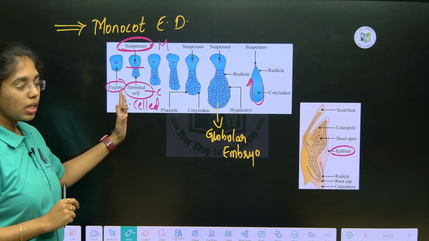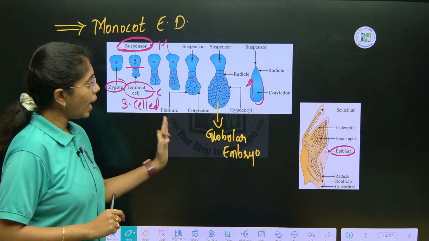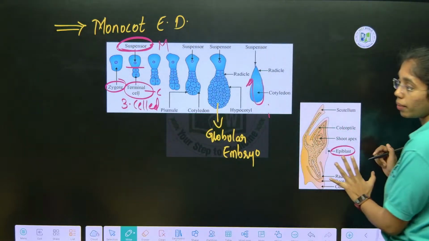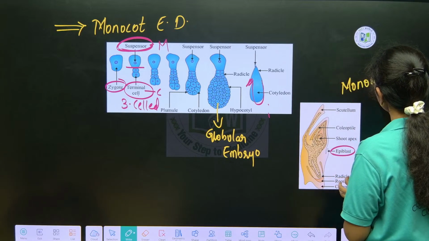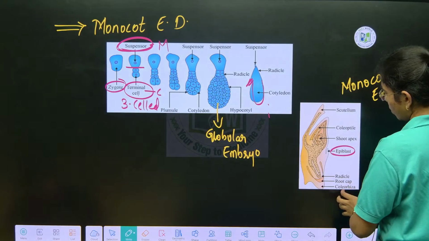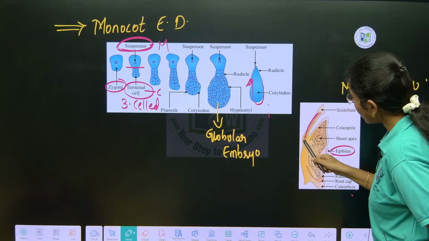The three-celled condition, with the same sequential divisions, will result in what? A globular embryo, and then a single cotyledon. Here you see in a monocot embryo. Remember, important diagram, monocot embryo. From base to tip you see, okay, this is called the scutellum.